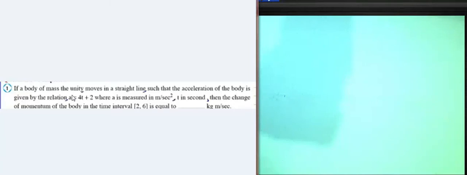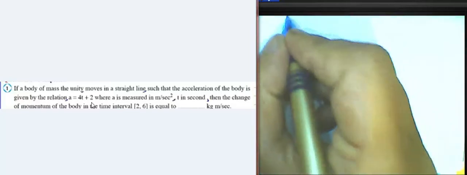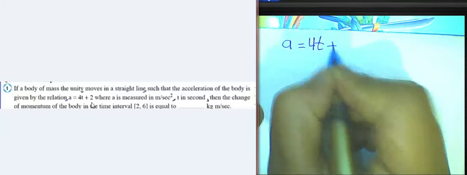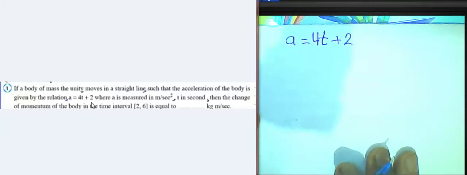If a body of mass unity moves in a straight line such that the acceleration of the body is given by the relation a equal 4t plus 2, where a is measured in meter per square second and t in second, then the change of momentum of the body in the time interval from 2 to 6 is equal to what, in kilogram meter per second?